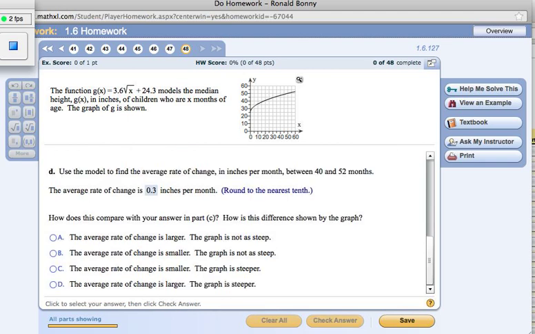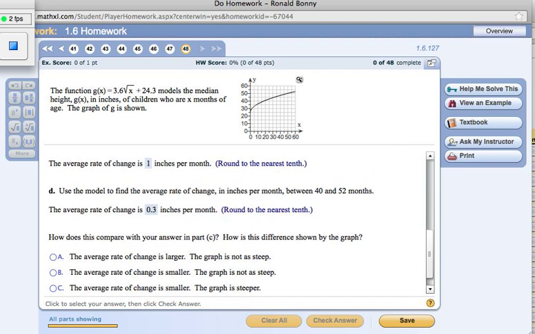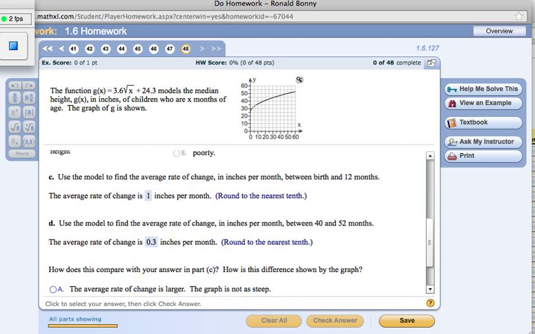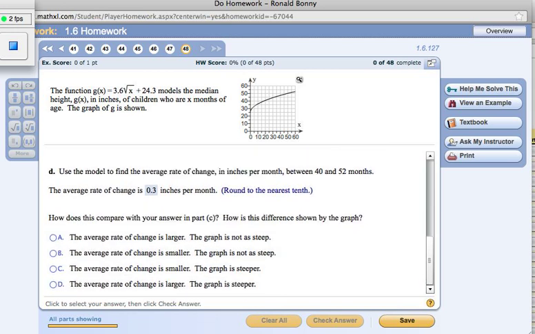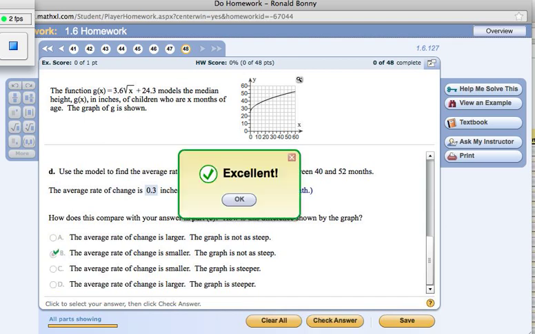All right. The last part says, how does this compare with your answer in part C? How is this difference shown by the graph? All right, now our average rate of change in part D is smaller than our average rate of change in part C. So the answer can only be either B or C. And if you notice, what the graph starts to do is level off. So being that it's starting to level off, it is not as steep. So our answer has to be choice B, and that is correct.